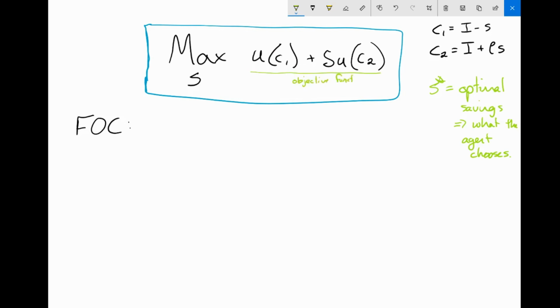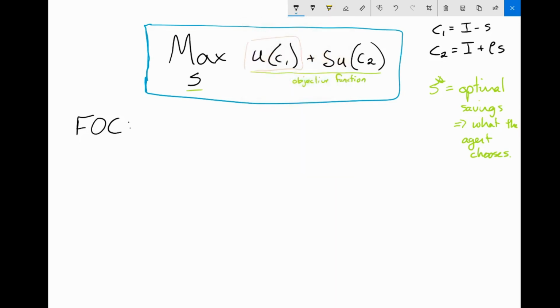We take the derivative of the objective function with respect to the variable. All right, so let's do that, and then we're going to set it equal to 0, right? So if we want to take the derivative of this with respect to s, we'll go term by term and take the derivative. So then what's the derivative of this first term?